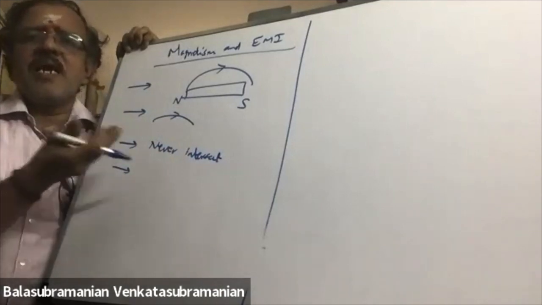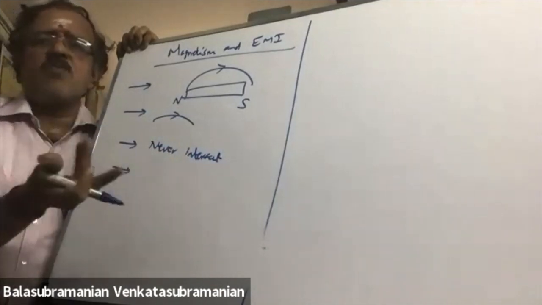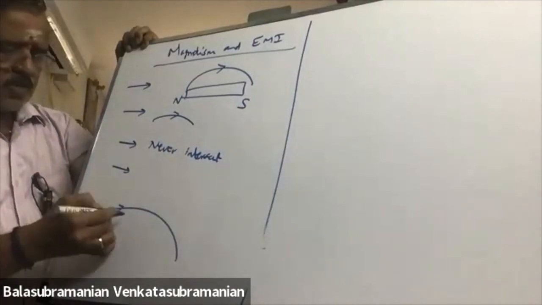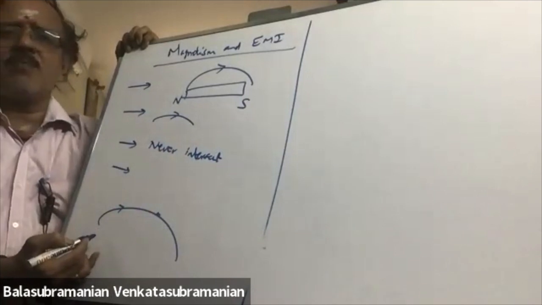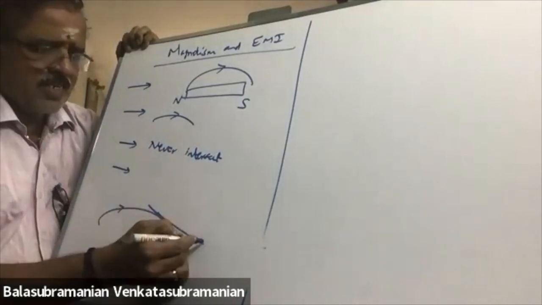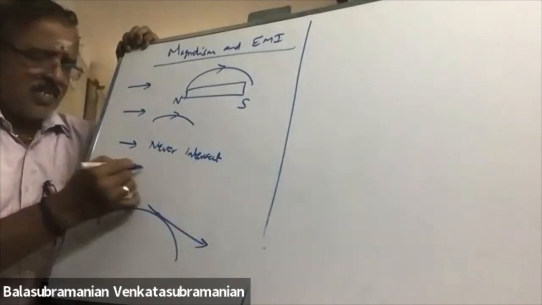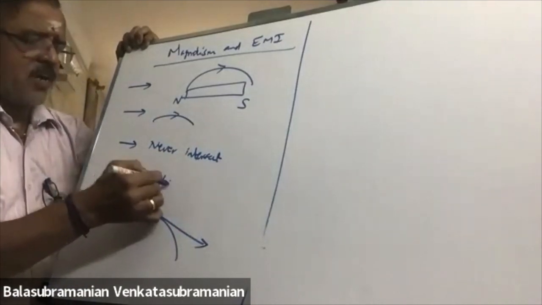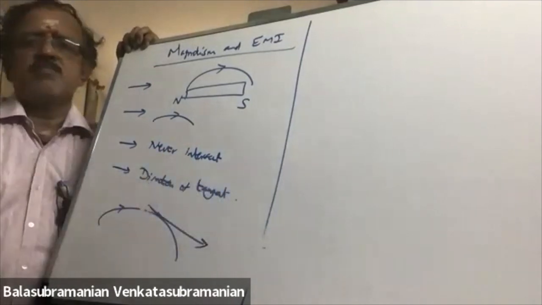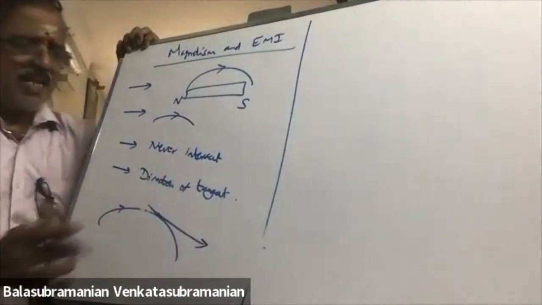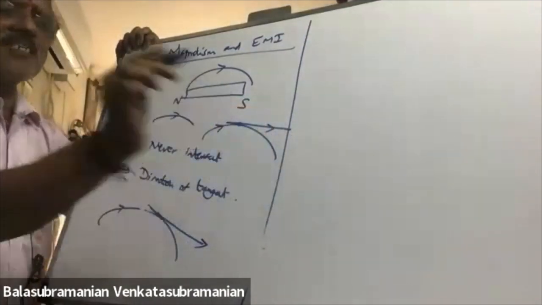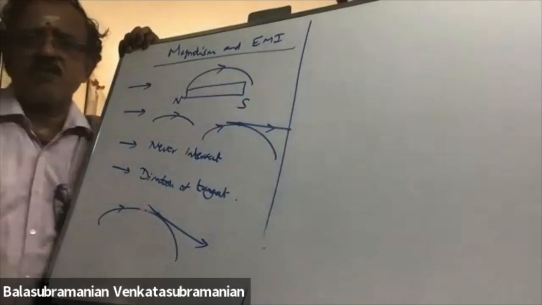Sir, I want to find out the magnetic line direction. If it is curved, how can I find out, sir? No problem. Suppose at this point I want to calculate the magnetic line direction. Draw a tangent. The direction of the tangent will give you the direction of the lines of force. Anywhere on the curve, at this point, draw a tangent. The tangent direction is the magnetic line direction.